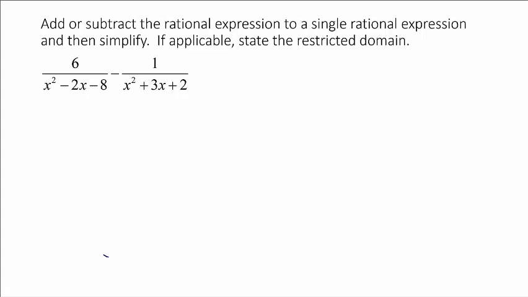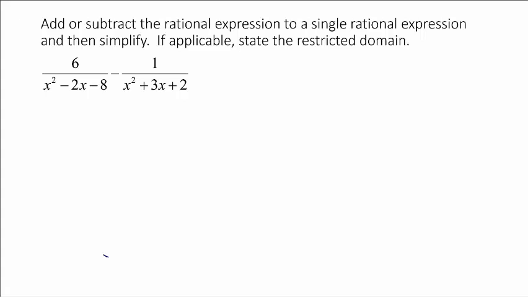Okay, I want to continue our examples now on adding and subtracting rational expressions when the denominators are different. All right, so here's a subtraction problem. We have 6 over x squared minus 2x minus 8 minus 1 over x squared plus 3x plus 2. So our task is to subtract them and combine them into a single rational expression and simplify any further if possible, and then also state any possible domain restrictions.